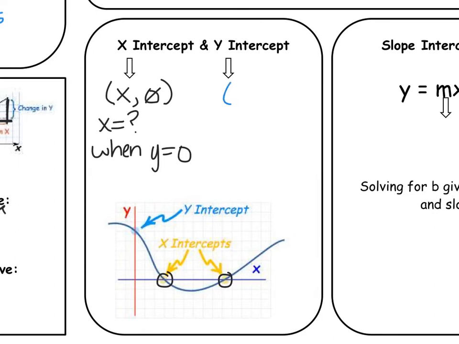And the opposite is also true. The y-intercept is when x is 0, what is y equal to? So when x is 0, we want to know what y is equal to.